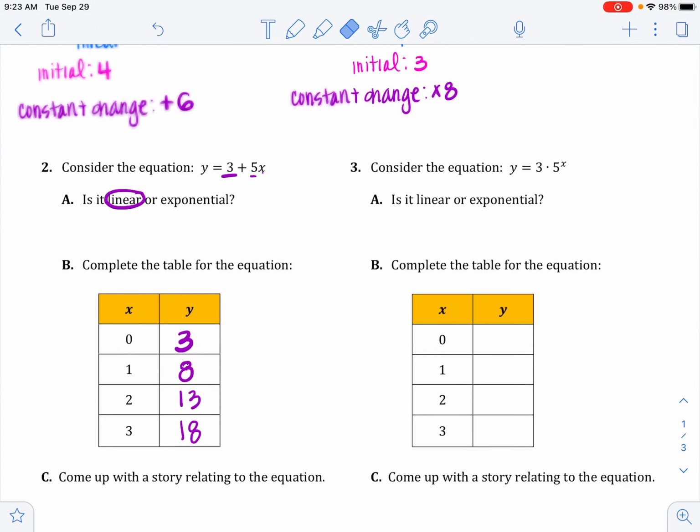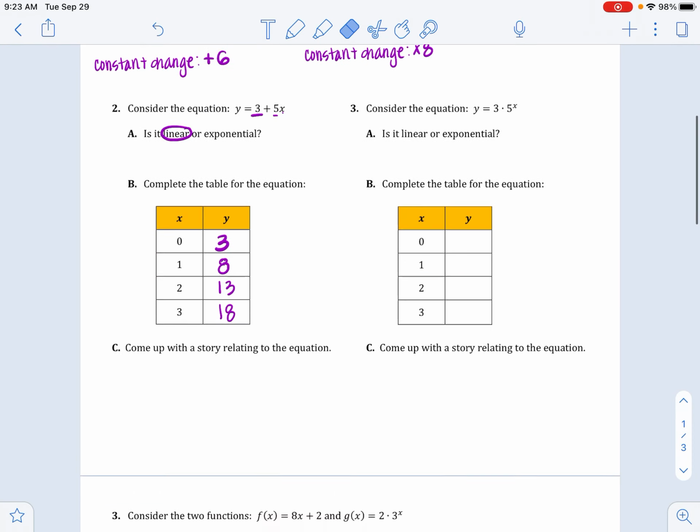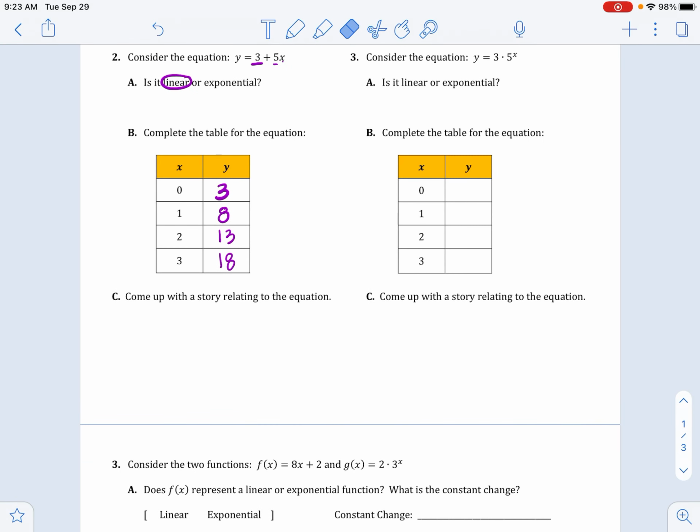That makes sense? All right, now I need to come up with a story relating to this equation. So go ahead, pause the video, and make up your own story.